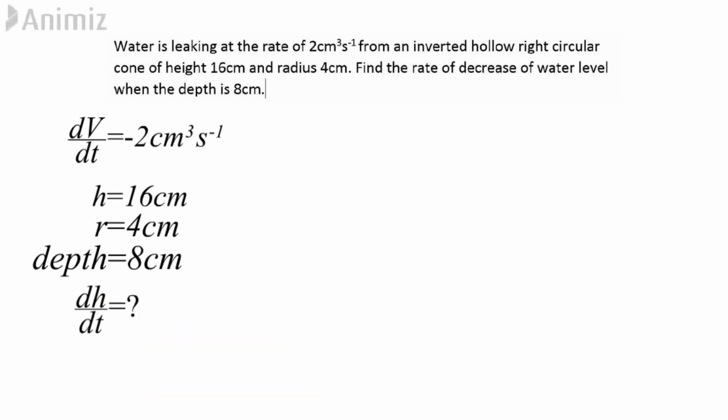So let's state all the equations needed. Since it's a right circular cone and we build our derivative with volume, let's jot down the formula for the volume of a cone. In order to differentiate, we only need one unknown, but the volume equation has 2 unknowns. To solve this issue, let me introduce you to similarity of triangles.